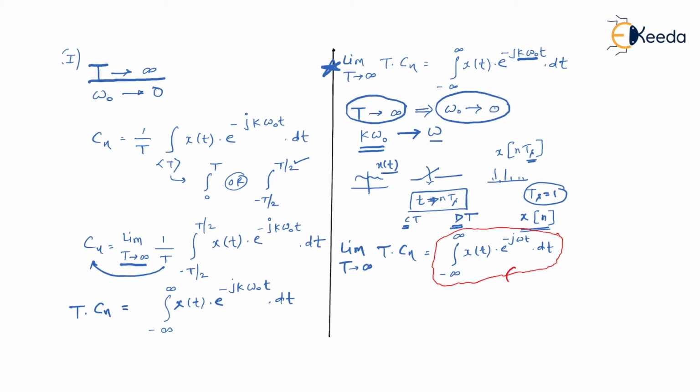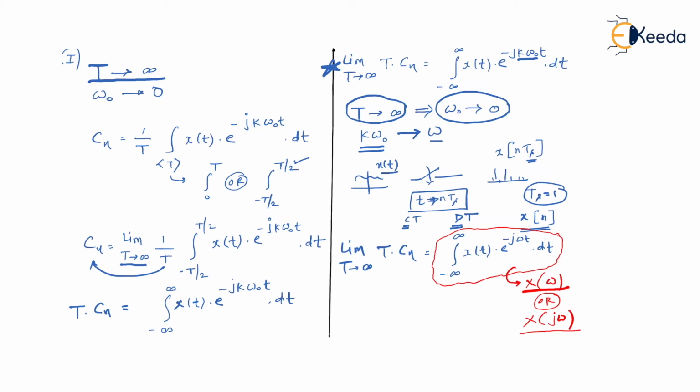So after solving this, you will always get X, which is a function of omega, or sometimes X of omega is shown as X of j omega. Please don't get confused between the notations. You can write it as X of omega also, you can write it as X of j omega also. It is one and the same thing, meaning that this is what we call the Fourier transform formula.